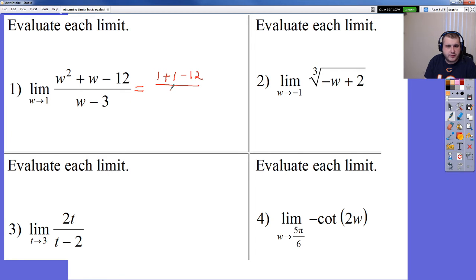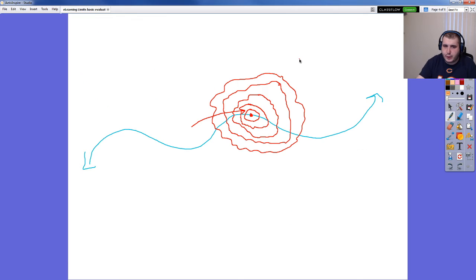Well, what's 1 minus 3? That's negative 2. So here, what have we got? We've got negative 10 over negative 2. Hey, this limit approaches 5. So basically, the limit as w approaches 1. So as we creep here towards 1, what's the y value creep towards? The x value is creeping towards 1. What's the y value getting close to?